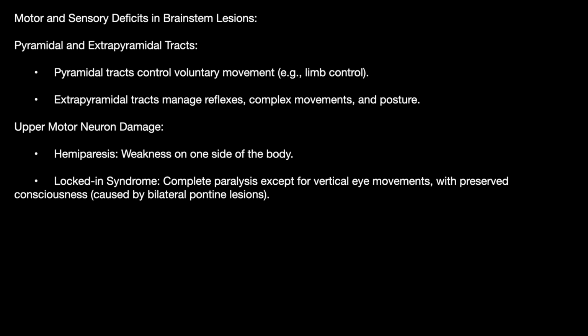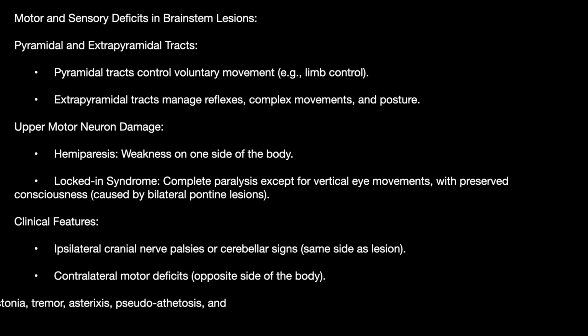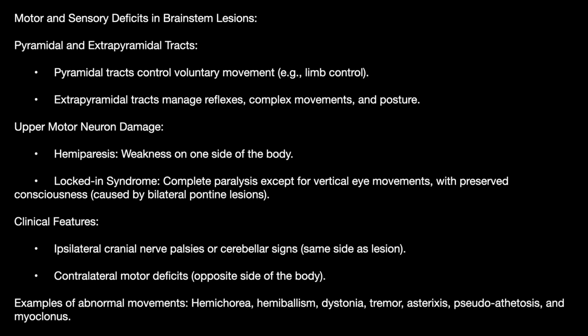Now, the only way by which we can know that the patient is conscious is that the patient will obey a command and do the vertical eye movements on our request. Now, the clinical features: ipsilateral cranial nerve palsies or cerebellar signs, same side as the lesion, and contralateral motor deficit, that is on the opposite side of the body. Examples of abnormal movements like hemichorea, hemiballismus, dystonia, tremors, asterixis, pseudoathetosis, and myoclonus can be seen.